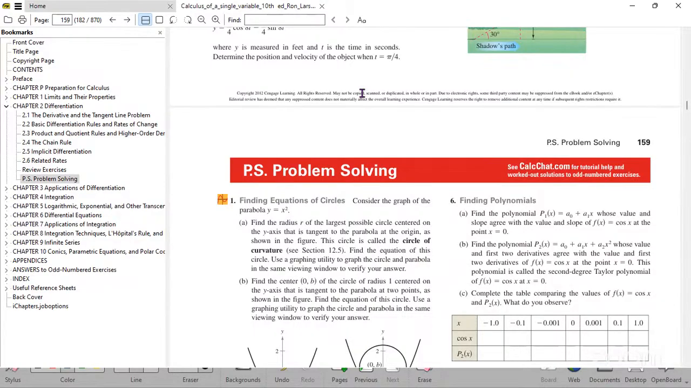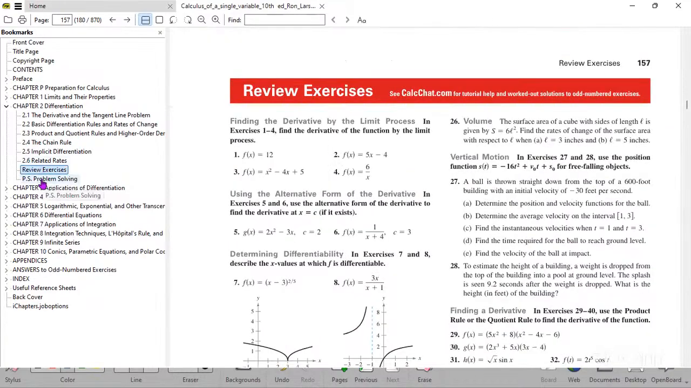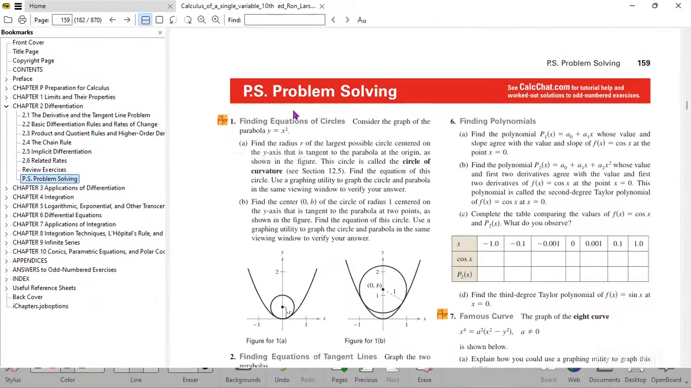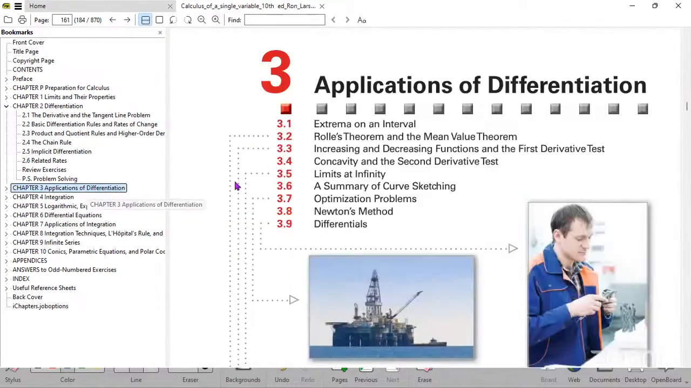You have some time. After some time, you can just go through the review exercises as well as the problem solving. And wherever any questions are there, because so many problems are there, you have to practice those problems. Practicing those will help you to get a clear idea on the chapter of differentiation. Because if you are clear with this chapter, then the remaining chapters could be easy. Okay. Next comes here applications of differentiation.